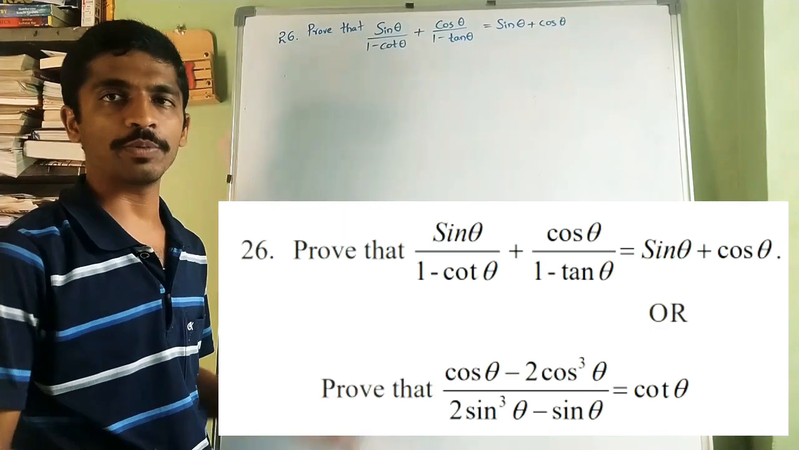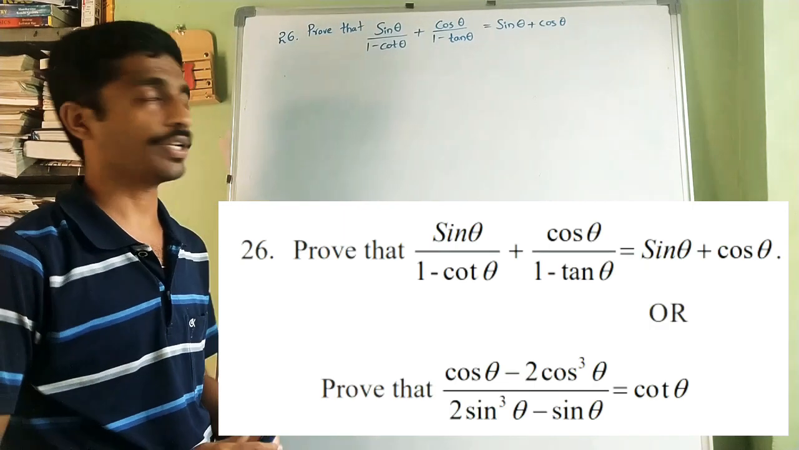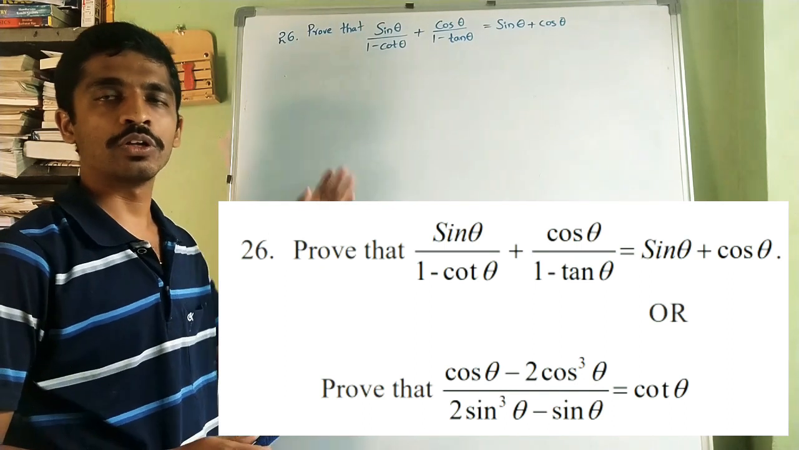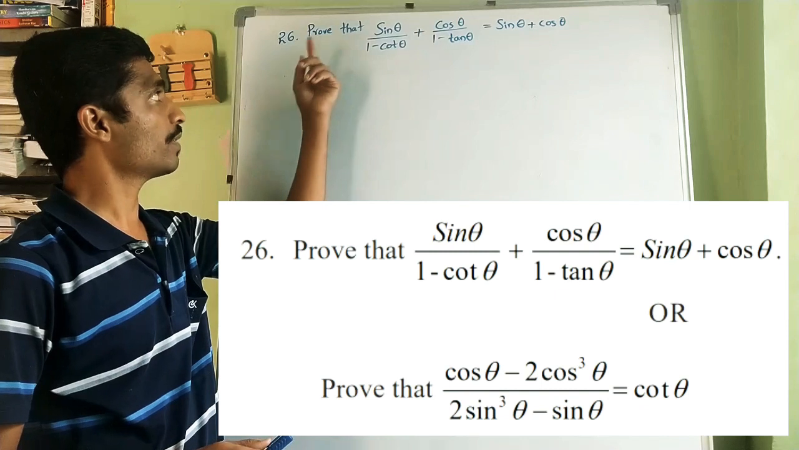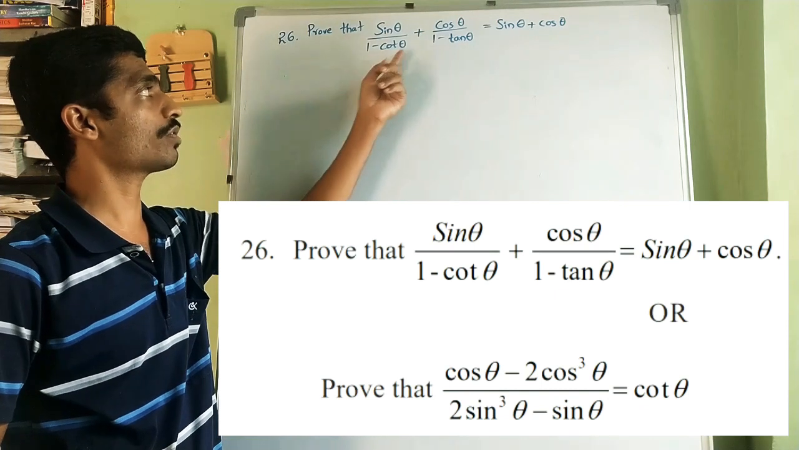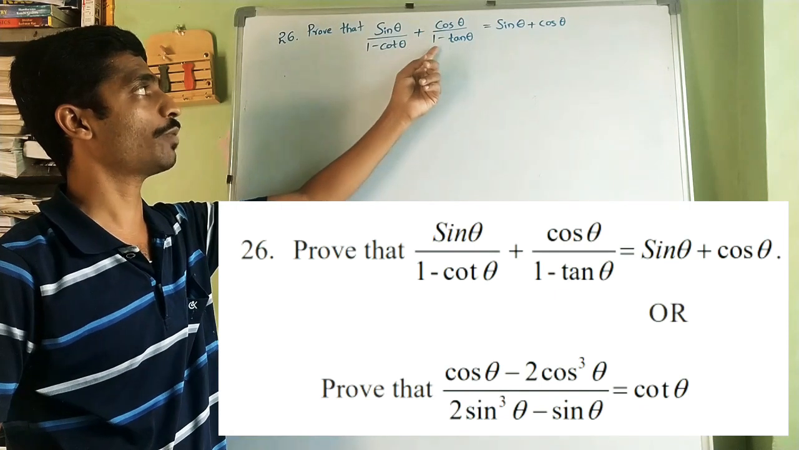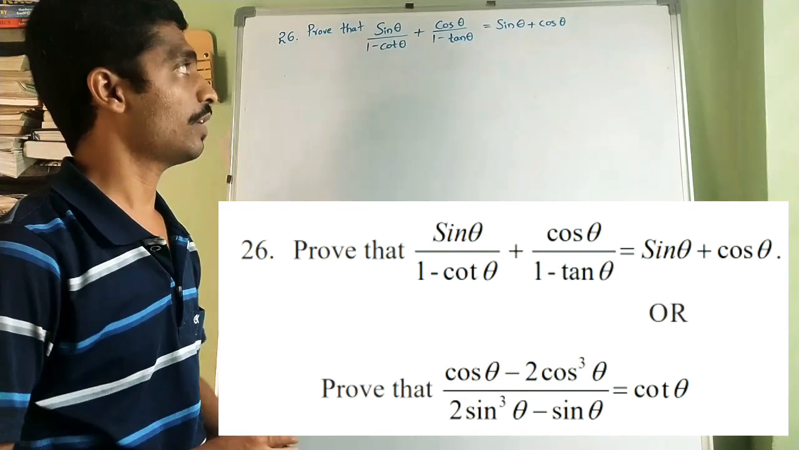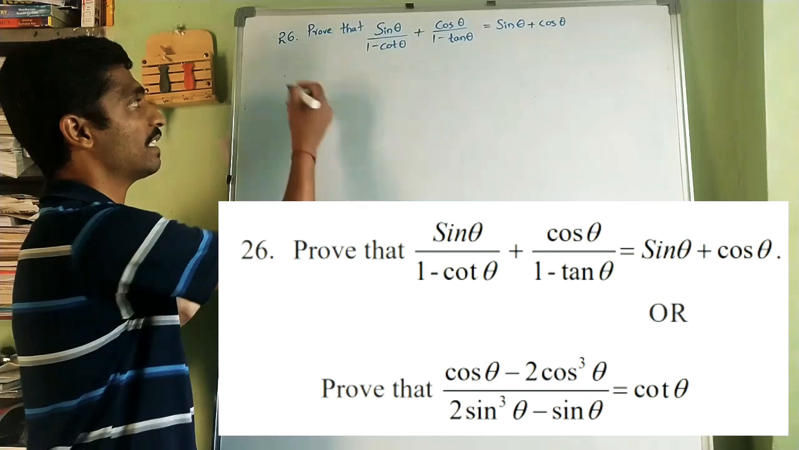Now in the 26th problem, here it is from trigonometry. Again here also 2 questions are there, any one you have to solve. So I will solve both here. The first one: prove that sin theta by 1 minus cot theta plus cos theta by 1 minus tan theta equals sin theta plus cos theta. Okay, so first I will take the LHS side.